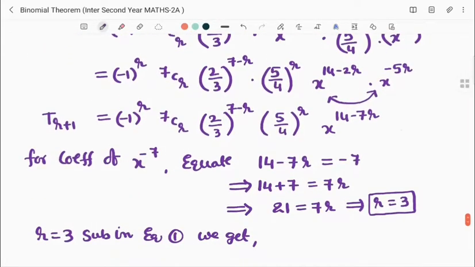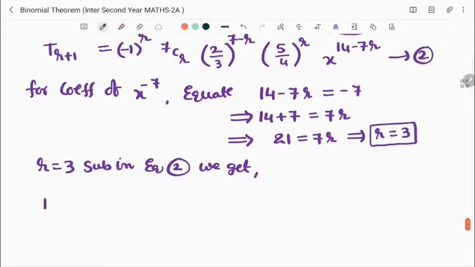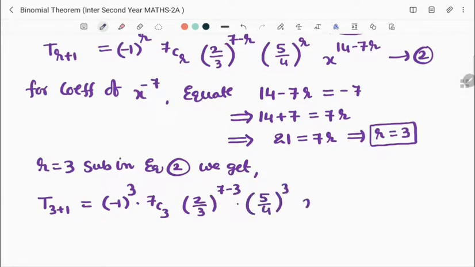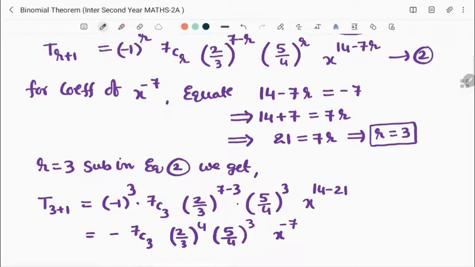so here this is equation number 2. In equation 2 better, not 1. So r is equal to 3, substitute there. T(3 plus 1) is minus 1 whole power 3, 7c3, (2 by 3) whole power 7 minus 3 into (5 by 4) whole power 3 into x power 14 minus 21. Minus 1 odd number of times is minus. 7c3, (2 by 3) whole power 4 into (5 by 4) whole power 3 x power minus 7. So the coefficient of x power minus 7 is what? So this is the coefficient of x power minus 7.